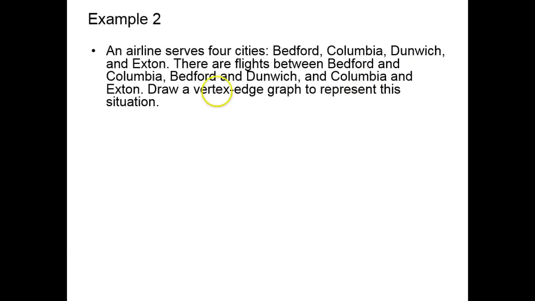Now, an airline serves 4 cities: Bedford, Columbia, Dunwich, and Exton. There are flights between Bedford and Columbia, Bedford and Dunwich, and Columbia and Exton. Draw a vertex edge graph to represent this situation. All right, I would invite you to pause the video and try to do this one by yourself.